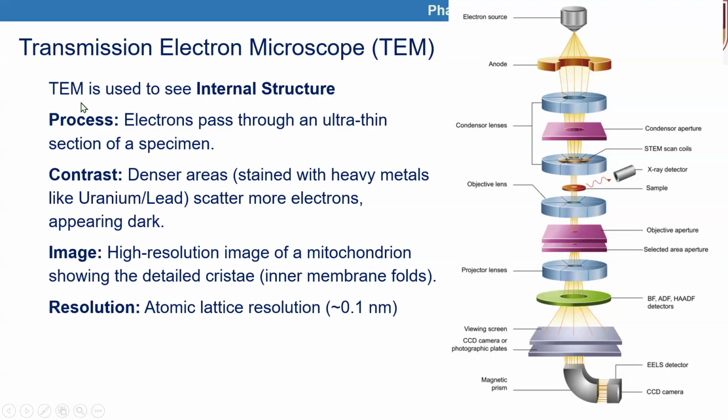And transmission electron microscopy is used to see internal structure. It does not develop a 3D structure. For that, electrons pass through an ultra-thin section of specimen, and denser areas stained with heavy metals like uranium and lead scatter more electrons, appearing dark. And a high-resolution image of a mitochondrion showing the details can be obtained, and atomic lattice resolution can be achieved to 0.1 nanometer.